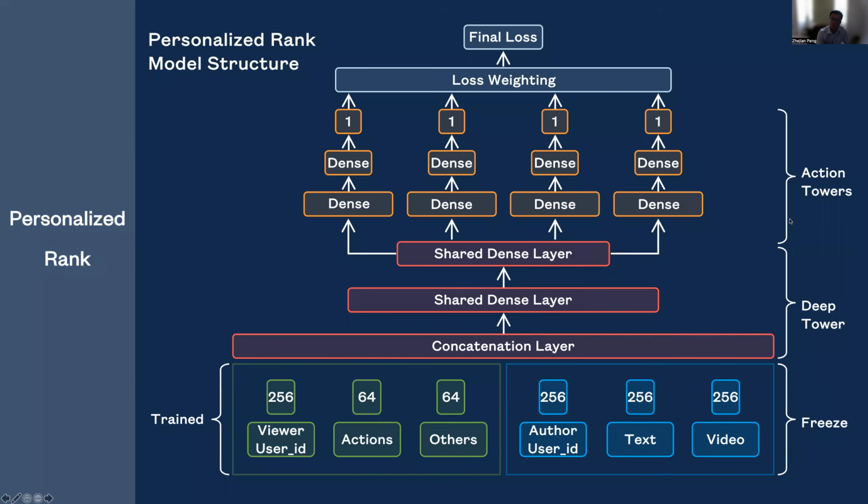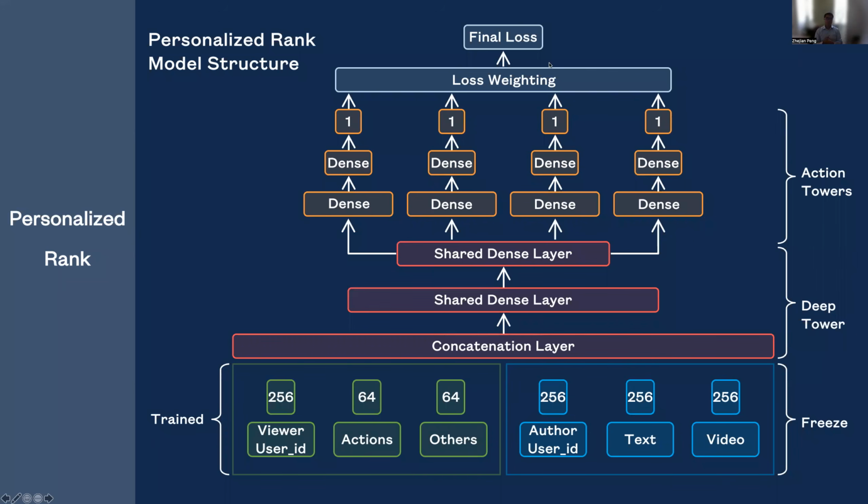The deep tower is a shared parameter that will be updated by each of the action towers. Each action tower will be modeling one unique user action, for example like, reply, share, or something like dislike. So you can put multiple action towers. I just listed 4 here. And then there's a loss weighting layer.